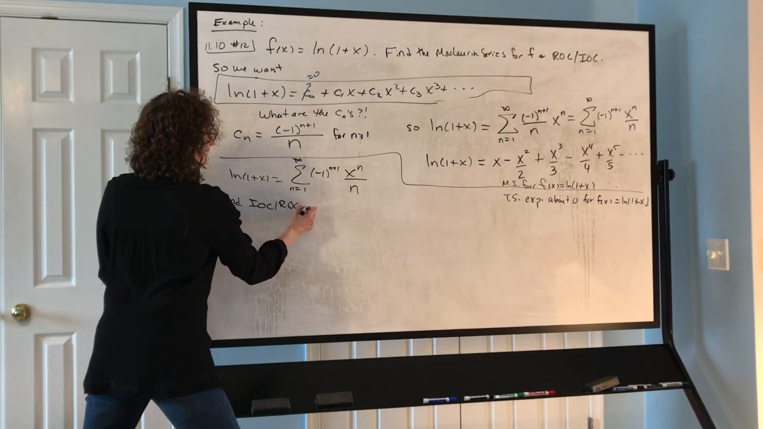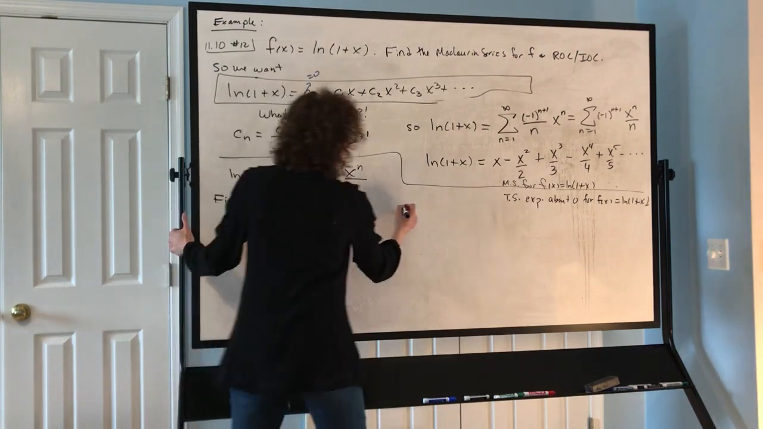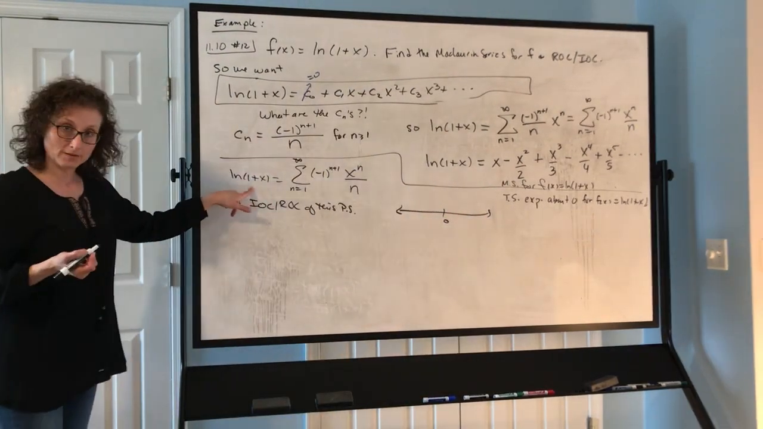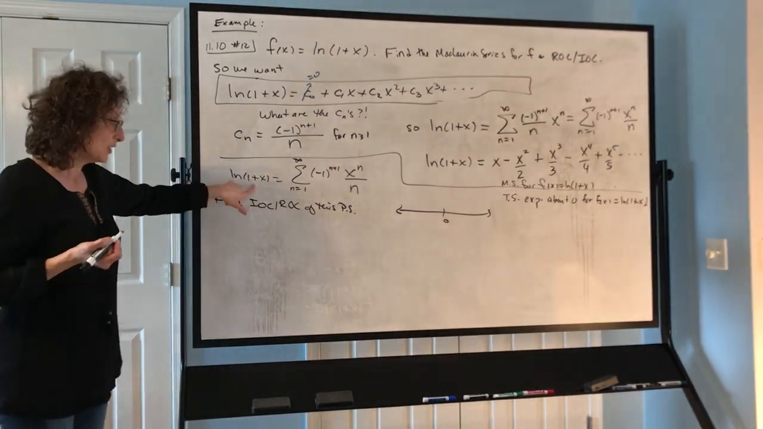Interval of convergence, radius of convergence of this power series. So remember, we expanded about 0. Okay, you know something about the domain of the natural log function, right?